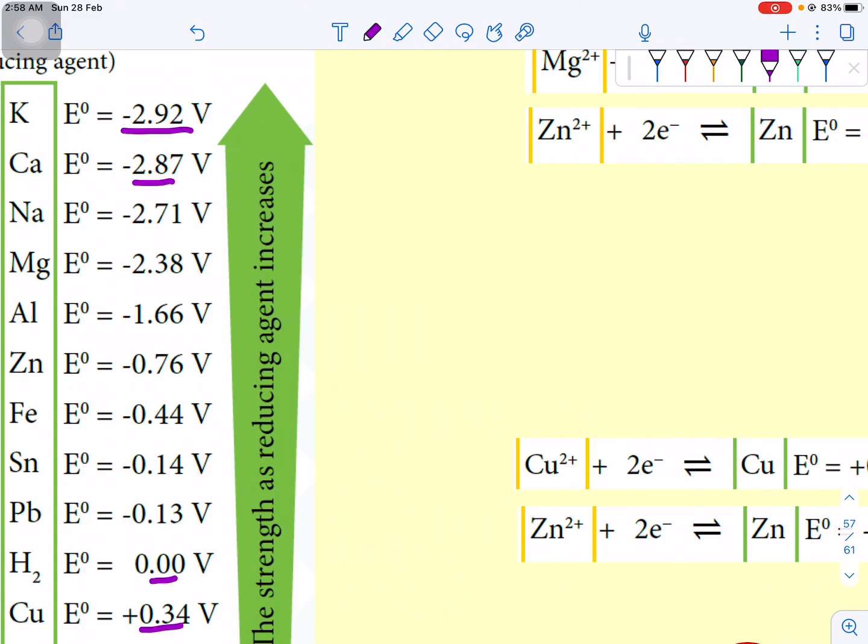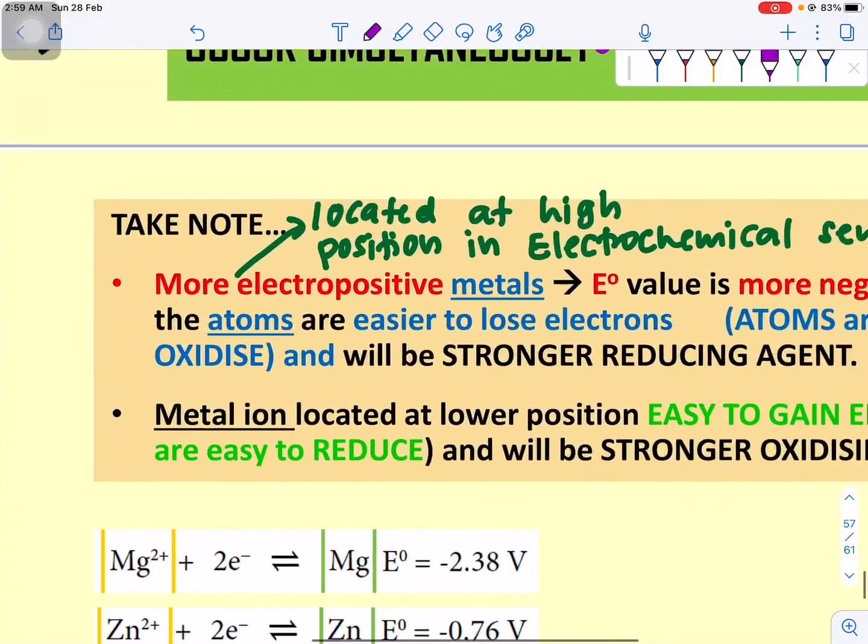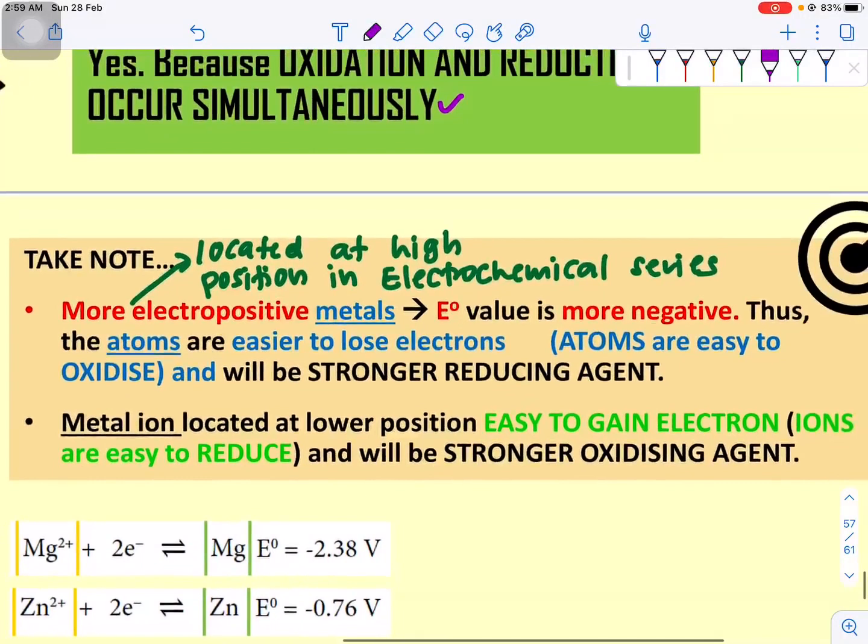So do we need to memorize the values? No need. In the exam, we will be supplied the E node values. We only need to know which E node causes the metal to be at a higher position. The answer is the E node with the more negative value. The more negative, the higher the location in the electrochemical series, and it will act as a more electropositive metal. So this one you have to take note.